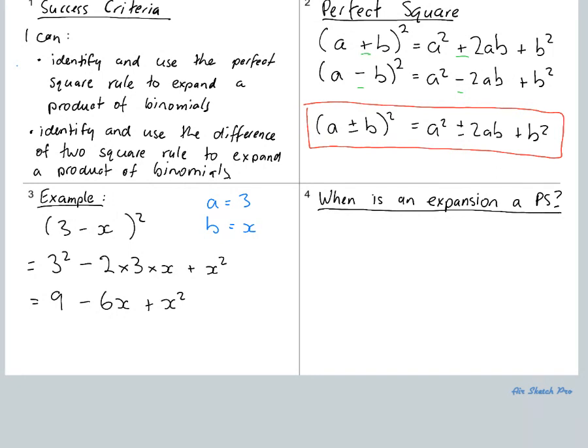Okay, does anyone have any questions so far? Okay, don't write this next bit down yet. 9 minus 6x plus x squared is then equal to 3x plus x squared.